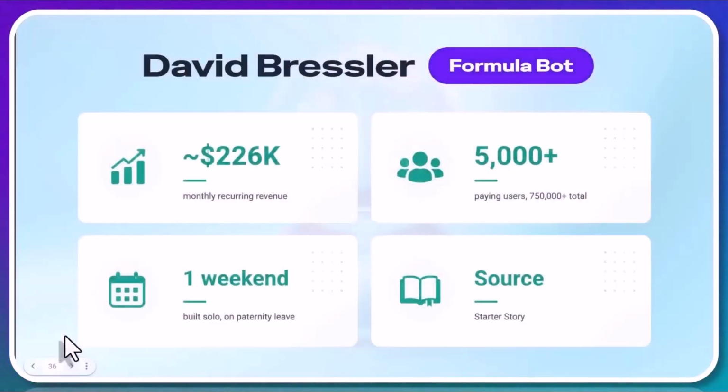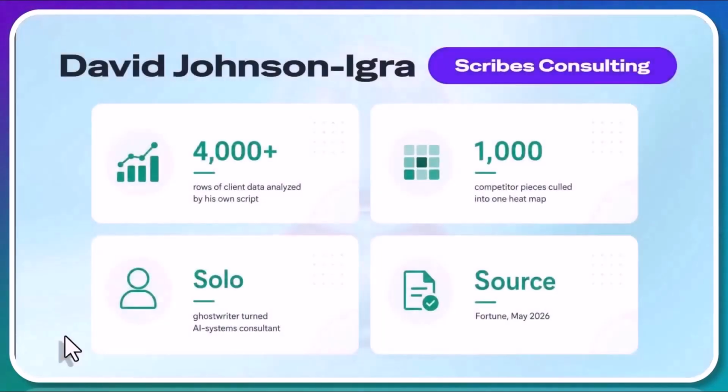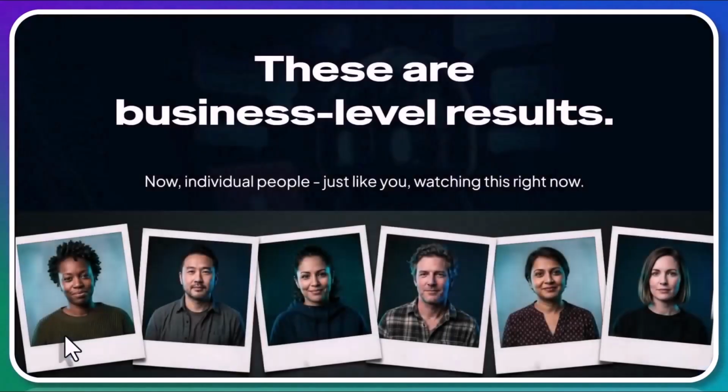Now, examples here like David Bressler, he does 226K monthly recurring revenue, 5,000 paying users. You've got Dana Snyder. She is the only full-time employee in the company, and she has 3 agents running who do all the client work. Then you've also got David Johnson from Scribe Consulting, and again, founded in May 2026. And he already makes money with this as well. You got Quandary. Again, just many, many examples.